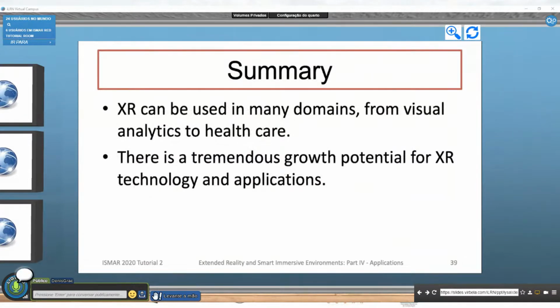In summary, for part 4, extended reality can be used in many domains, ranging from visual analytics to healthcare, and there is certainly tremendous growth potential for extended reality technology and applications.